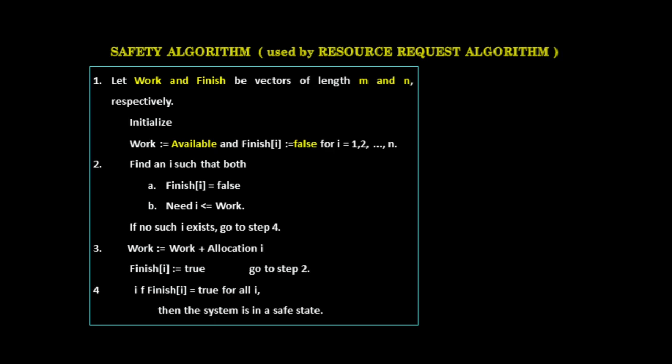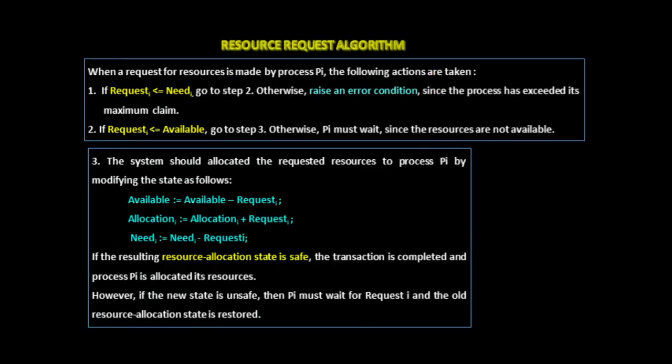Now, in the fourth step, we have to check whether all the processes are finished, that is, whether the finish of i value has become true. Otherwise, if any one of the finish of i values is false, it is not possible to construct the safe sequence, which implies that the system is in an unsafe state. Otherwise, the system is safe. So the algorithm returns a Boolean value, either true or false. If it returns true, the system is in a safe state. Otherwise, the system is in an unsafe state and deadlock may occur.